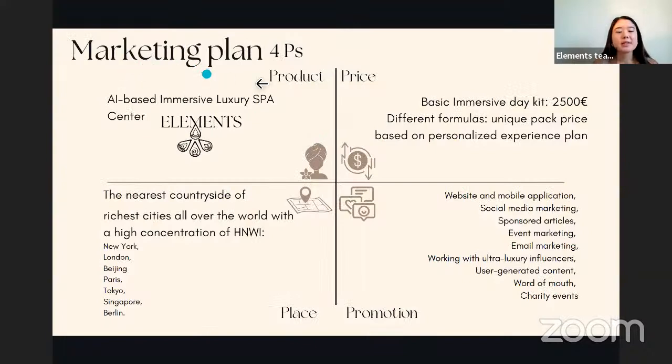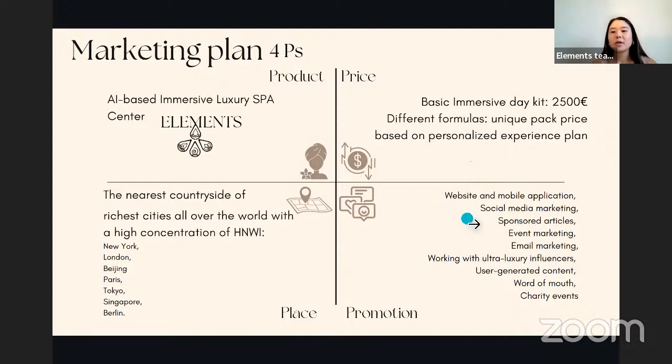This is our 4 Ps, the marketing plan. What we offer is an AI-based immersive luxury spa center, and we'll be setting the place at the busy cities such as New York, Tokyo, Singapore, Berlin, and so on. And the basic immersive day kit for the price will be set as 2,500 euro. And different formulas will be set so they can create a personalized experience plan.